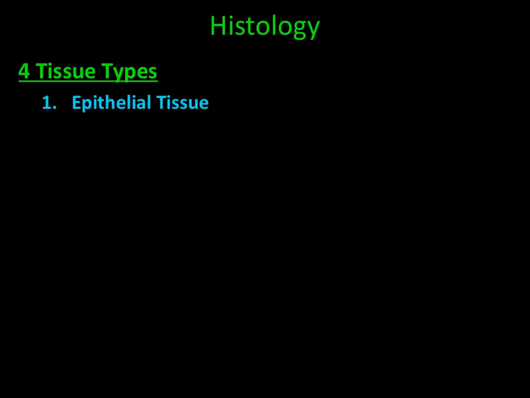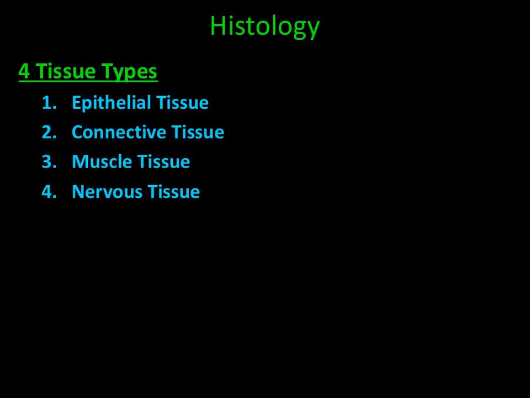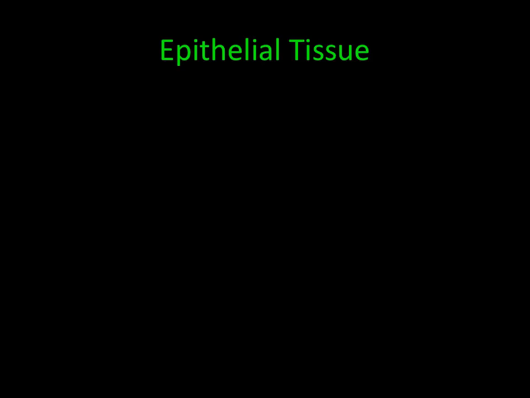The first tissue is called epithelial tissue. The second tissue is called connective tissue. The third tissue is muscular tissue. And the fourth tissue is nervous tissue. In this chapter, we're going to discuss epithelial tissue and connective tissue extensively. For muscle tissue and nervous tissue, we'll briefly touch upon those, but discuss those more extensively in future chapters. The first type of tissue that we're going to discuss is epithelial tissue.